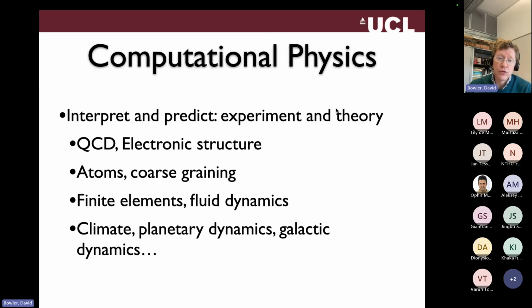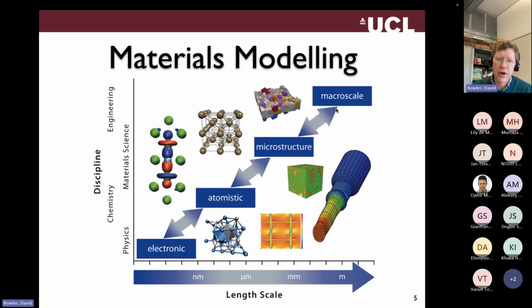You find it in all sorts of areas: in particle physics, in quantum chromodynamics, in material science, using electronic structure and atomistic modeling, coarse graining, finite elements, which is very famous within supercomputing, fluid dynamics, climate science, planetary dynamics, galactic dynamics. So we can work on all sorts of different length scales. The area I work in is fundamentally called materials modeling, and materials modeling itself spans 3 or 4 disciplines and many orders of magnitude in terms of length scale.